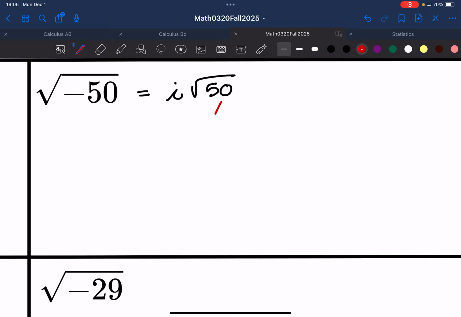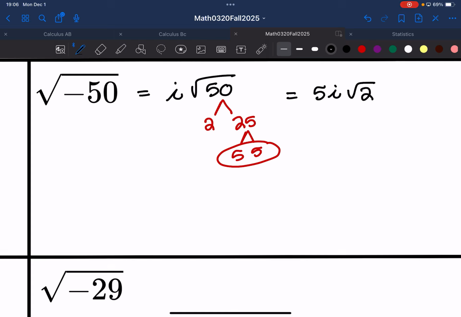So I'd always start with 2, and 2 goes into 50 25 times. And then what number can go into 25? 5 and 5. So I circle my pair. That tells me that my 5s are coming where? Outside. So I have 5i times the square root of 2. That would be my answer. So if we can simplify the radical, we want to simplify it. We might not be able to get rid of it completely. That's why our answer had the square root still in it.